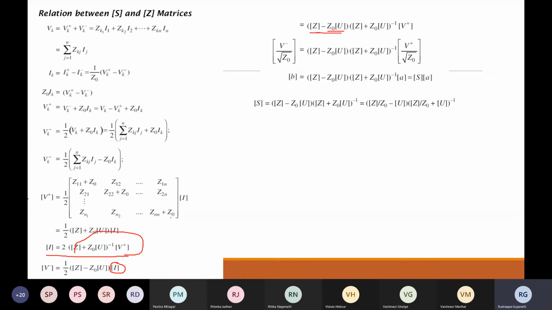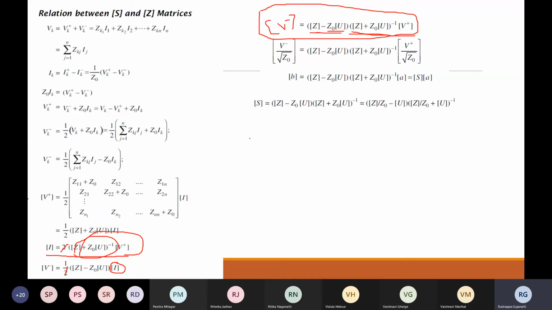Which will be given as Z, that is matrix Z plus unitary matrix multiplied with characteristic impedance. That is this parameter. 2 actually get cancelled over there. So once they are cancelled, we are left out with this parameter. So what is this giving? This is giving you the relation between V plus and V minus, that is incident and reflected voltages.